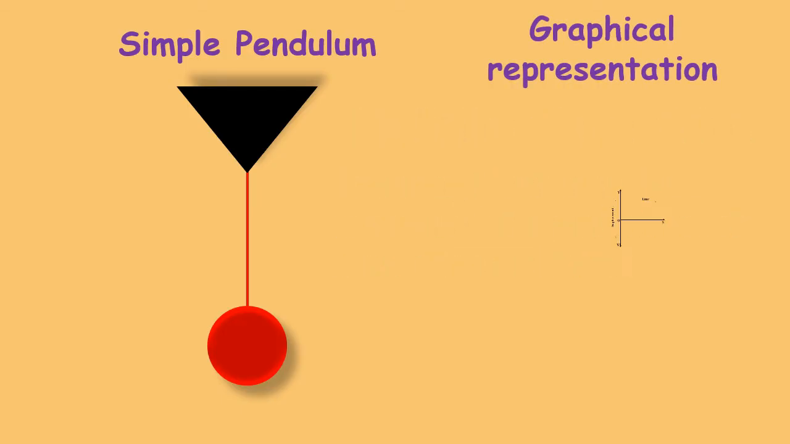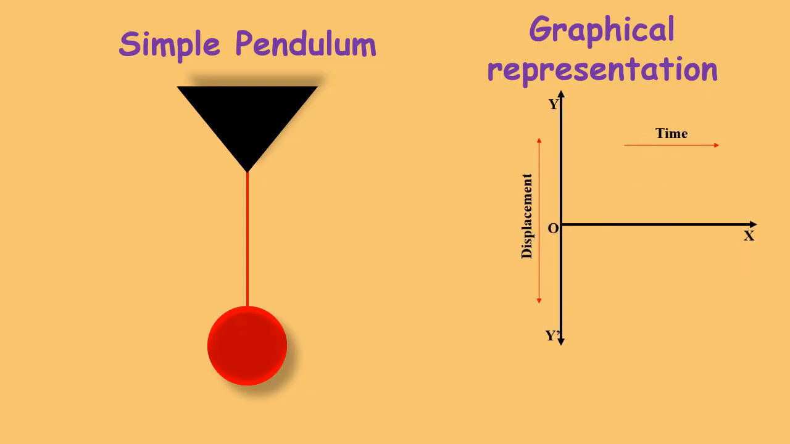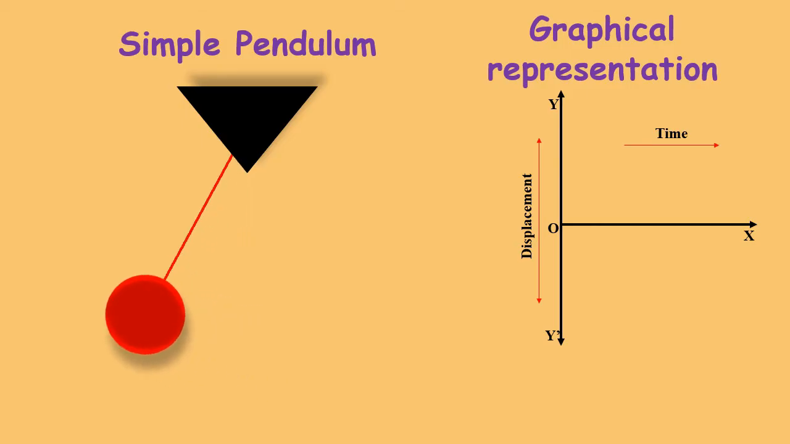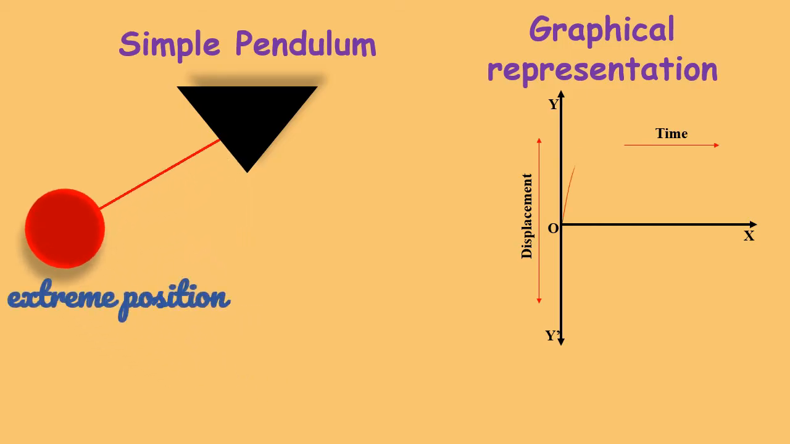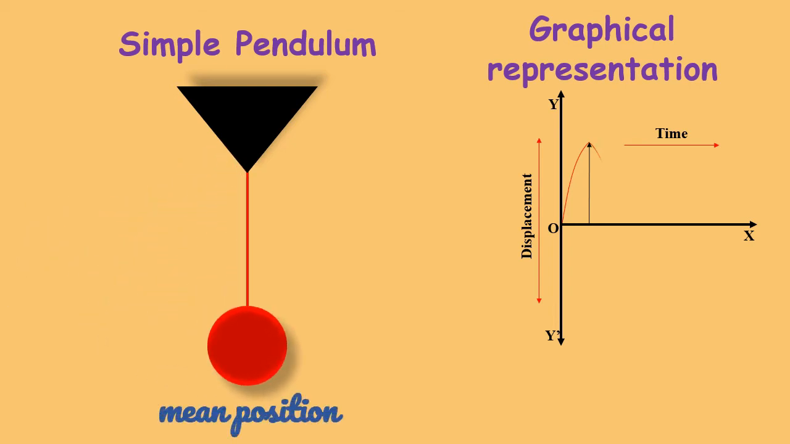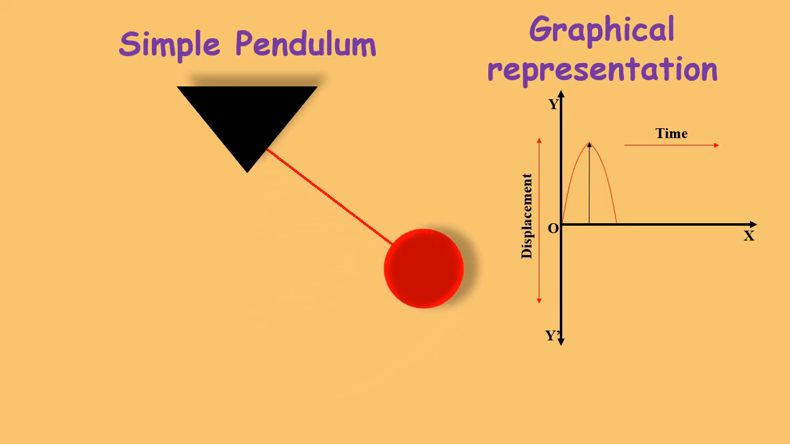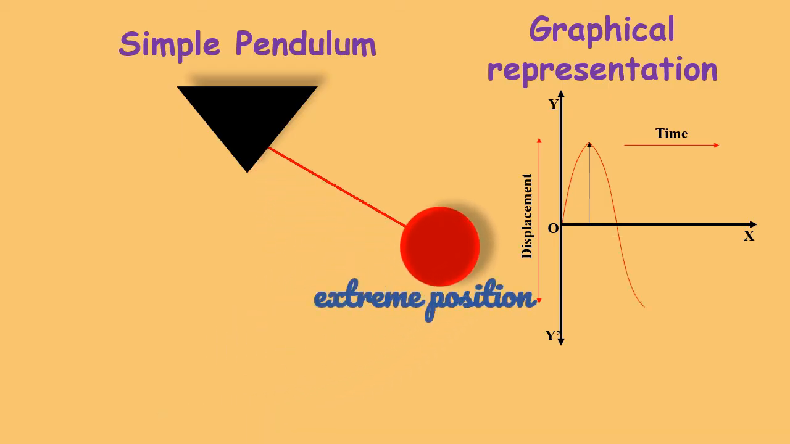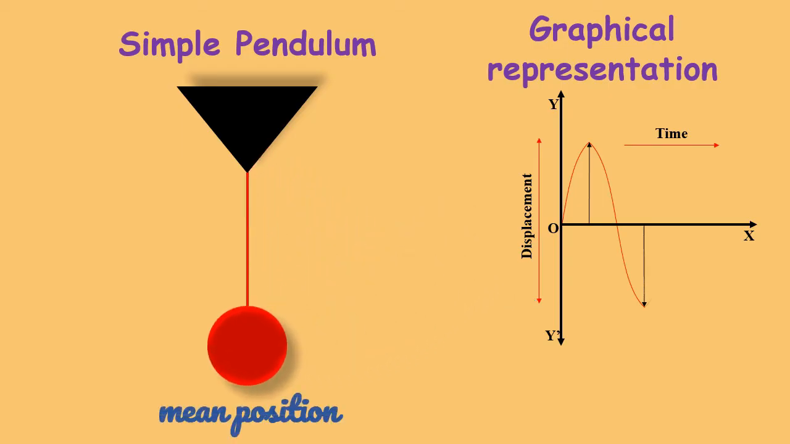Now look at the graph according to the movement of the pendulum bob. When it reaches its extreme position, the graph will show a maximum displacement. As the pendulum bob comes to its mean position, the graph also decreases to 0. The same thing happens on either side of the pendulum as well as in the graph. So this shows a complete oscillation.